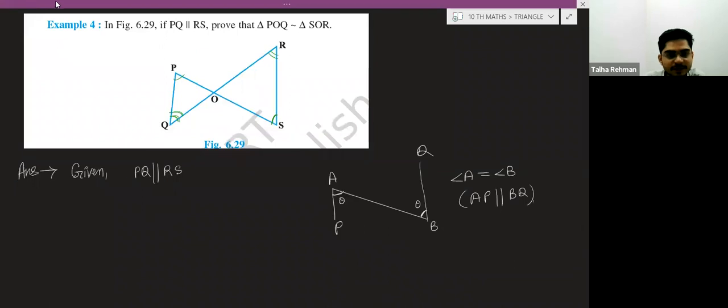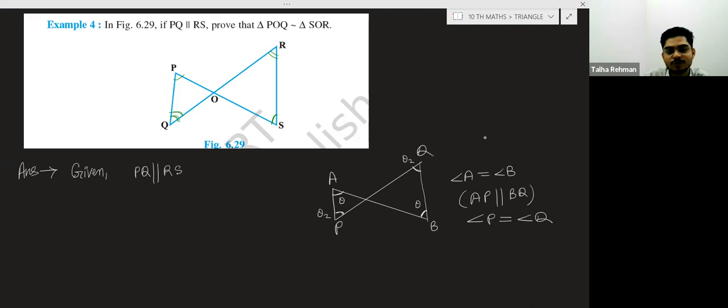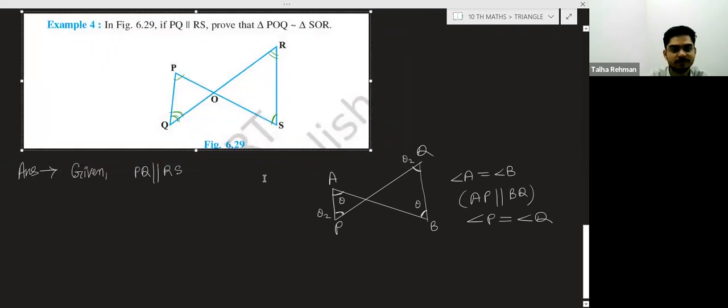Suppose if you are joining this end of the line to this end, then the same case will be there. This angle will also be equal to this angle. Suppose this is angle theta 2. So this will also be theta 2. So you can say angle P is equal to angle Q. So this is the case here. Alternate angles: this angle P will be equal to angle S. Why? Because PQ is parallel to RS. So we can write angle P is equal to angle S and angle Q is equal to angle R. Why? These are alternate angles.